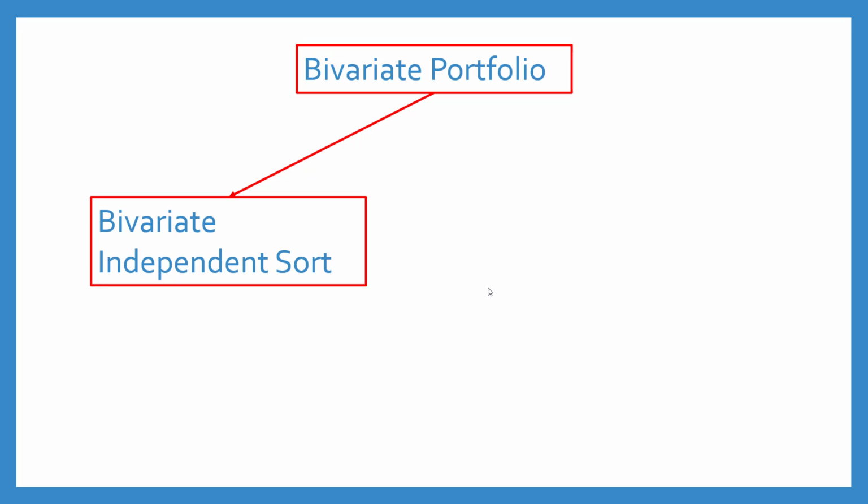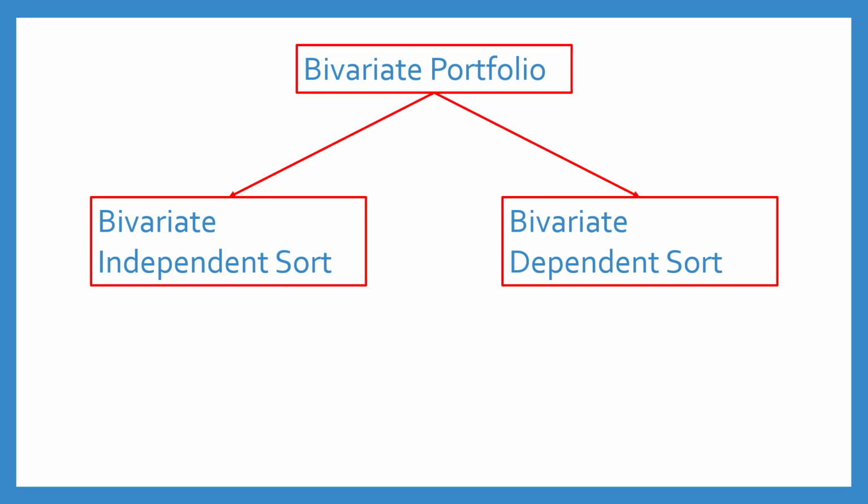In bivariate portfolio analysis, we have two further types. One is called bivariate independent sort, and then we have bivariate dependent sort. Now, what bivariate means is that we use two variables to sort stocks into portfolios. So portfolios would be constructed on the basis of two variables. Let's say we constructed a portfolio on the basis of size and book to market equity, or on the basis of size and beta.